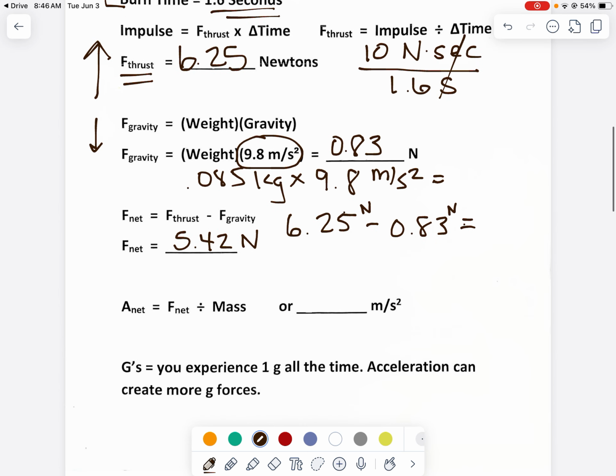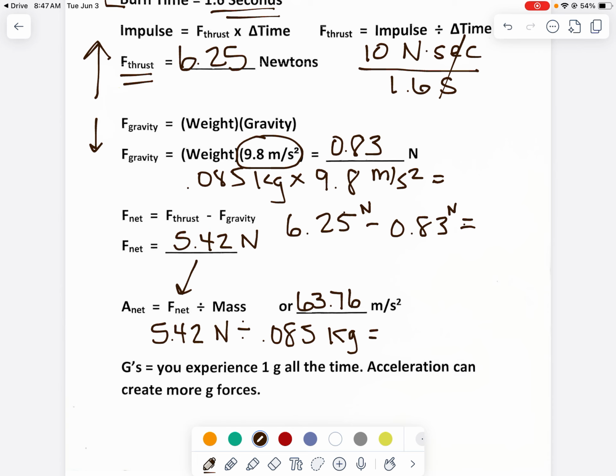Now let's figure out our acceleration. So we have our net force right there. If you notice, all we're really doing is plugging in numbers. Divided by our mass. Again, we're all sticking together on this. My mass was 0.085. That's what you should write down as well. And see what you get. I got 63.76 meters per second squared. So acceleration is like how fast it's speeding up.